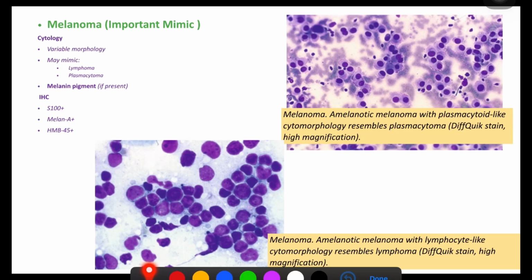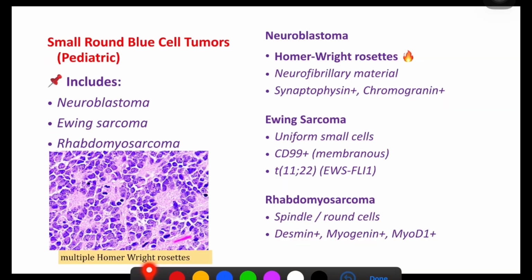So here in higher magnification you can identify these are the cells having lymphocyte like cell morphology. It is not diagnosed without help of immunohistochemistry or immunocytochemistry. So here also this is a smear of melanoma where you will find intermediate cell pattern and dispersed cell pattern, and this also having S100, Melan A and HMB45, so it is a metastatic melanoma.